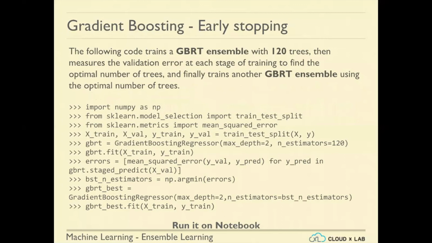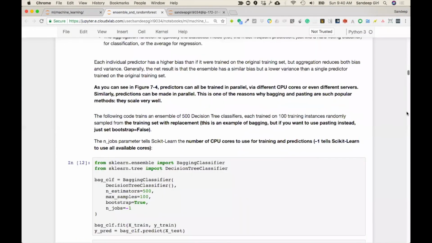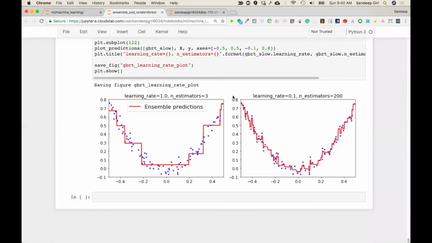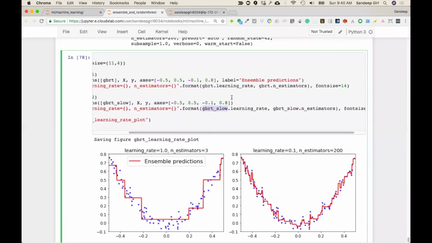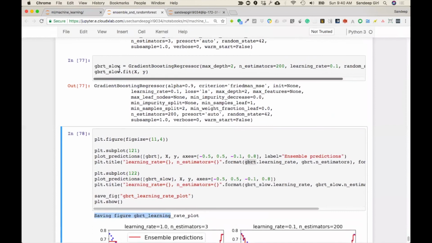The following code trains a gradient boosting ensemble with 120 trees and then measures the validation error at each stage of training to find the optimal number of trees, and finally trains another GBRT ensemble using the optimal number of trees. Here we have tried to plot the data with the number of estimators. As the number of estimators grows, you can see that it has grown. And here gbrt.learning_rate is what we are putting there.